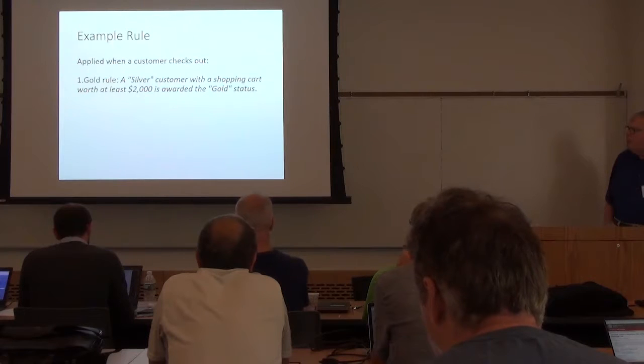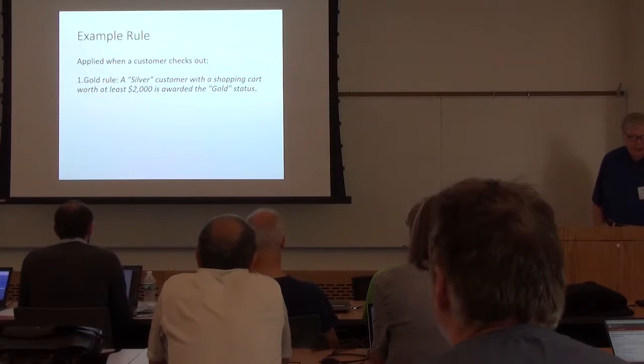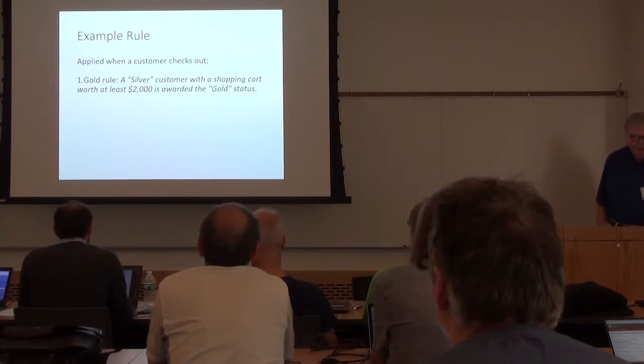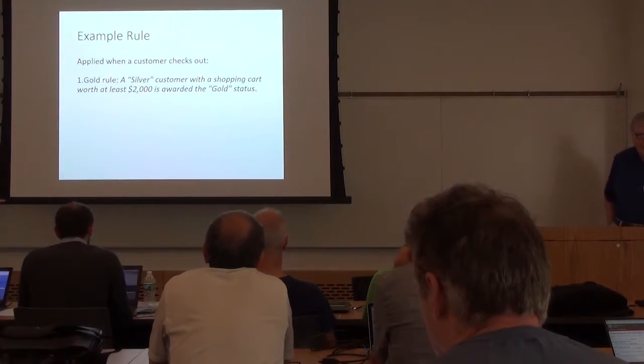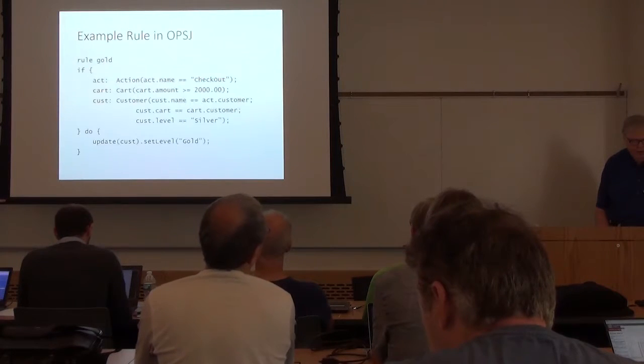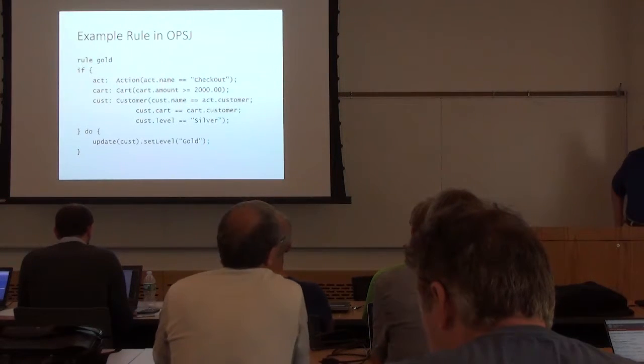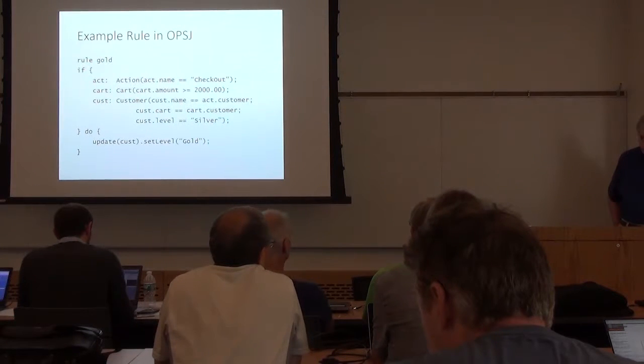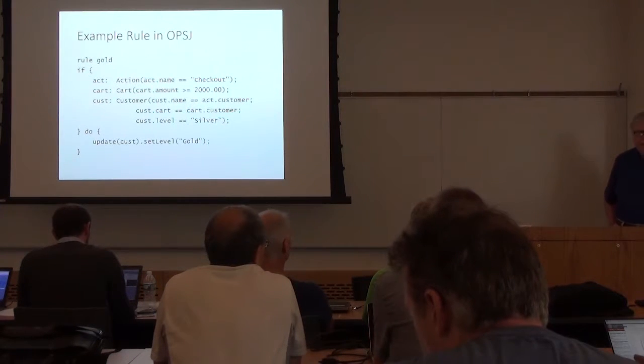And look at this rule, which is from the option management group. It says, let's say a silver customer with a shopping cart worth at least $2,000 gets gold status. This is kind of interesting because these objects are universally quantified in the rules. So a production rule would look like this, where you actually have patterns to look for each of these objects.